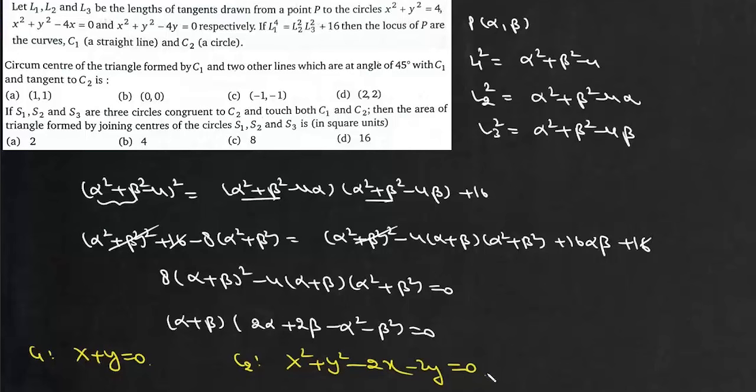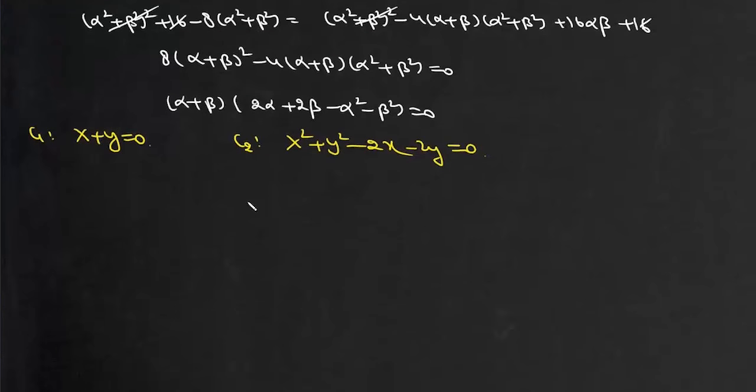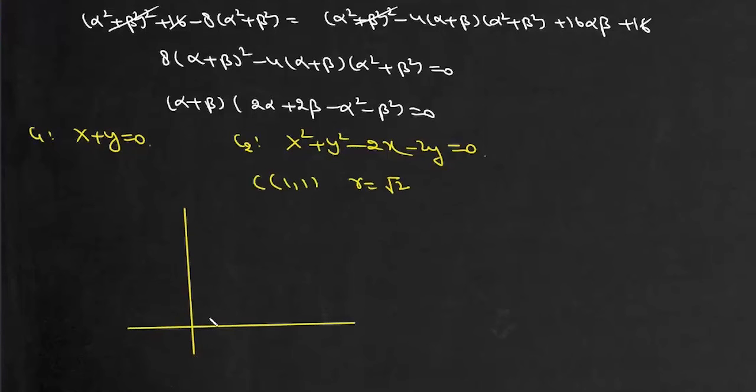Now this first question is: circumcenter of the triangle formed by C1 and other two lines which are at an angle of 45 degrees with C1 and tangent to C2 is. So we have this circle whose center is at 1, 1 and radius is root 2. So it will be this circle passing through origin, center at 1, 1.